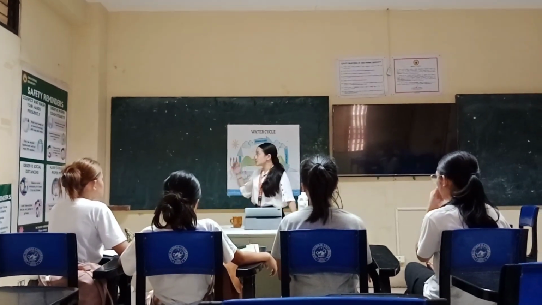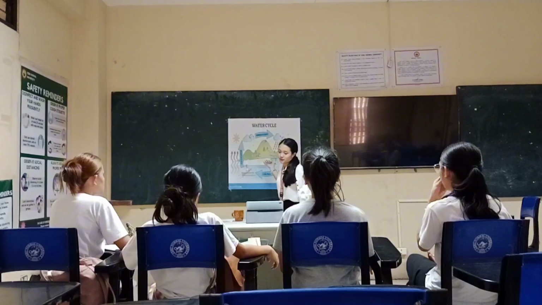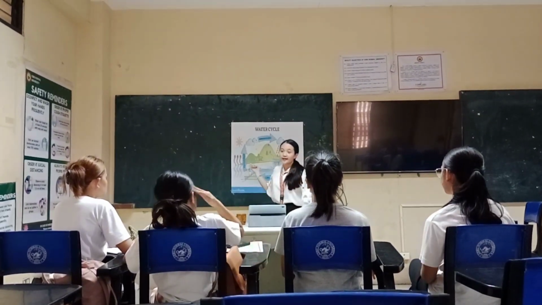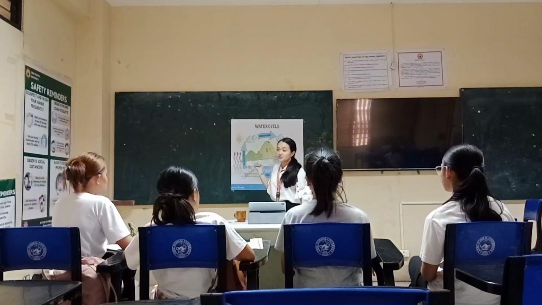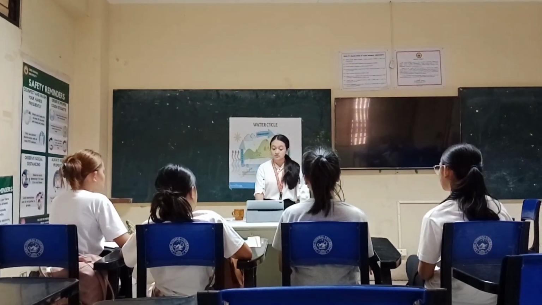Now, let's look at this diagram of the water cycle. Can you identify any ways that human activity might disrupt the water cycle? An example is pollution. Pollution can make the water dirty, and cutting down trees can also stop the ground from soaking up the water.